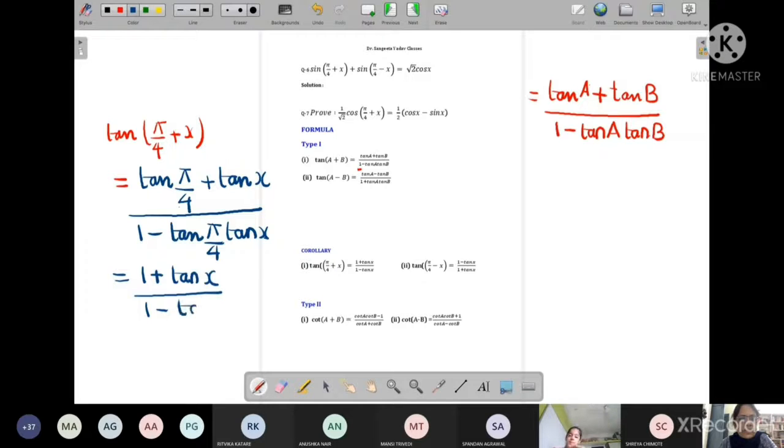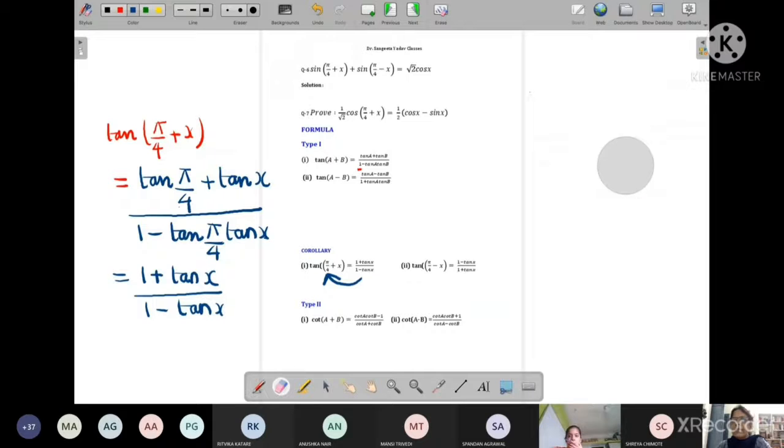This is an important result, and this way it is used more. From this side to this side, it will be used more, okay? 1 plus tan x upon 1 minus tan x is equal to this. Exactly the same way the second can be done. Tan pi by 4 minus x can be done exactly the same way. Okay, fine. Now this I am leaving for you as an assignment. Cot A plus B you can complete.